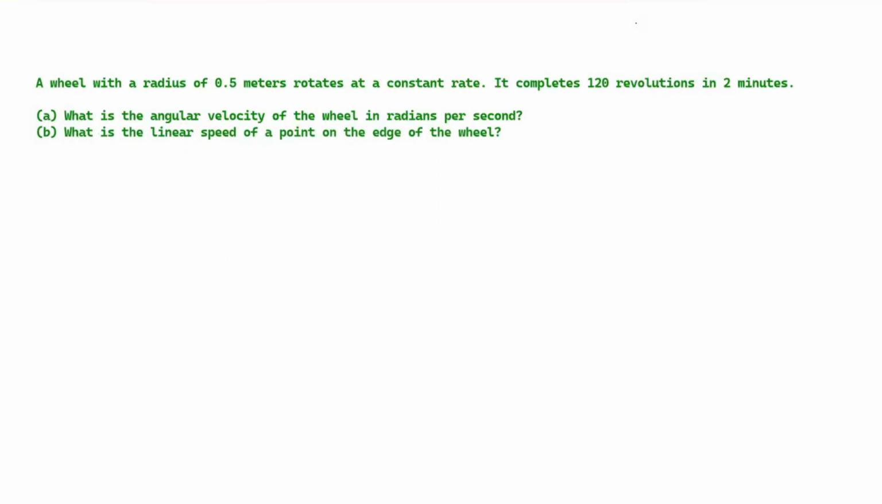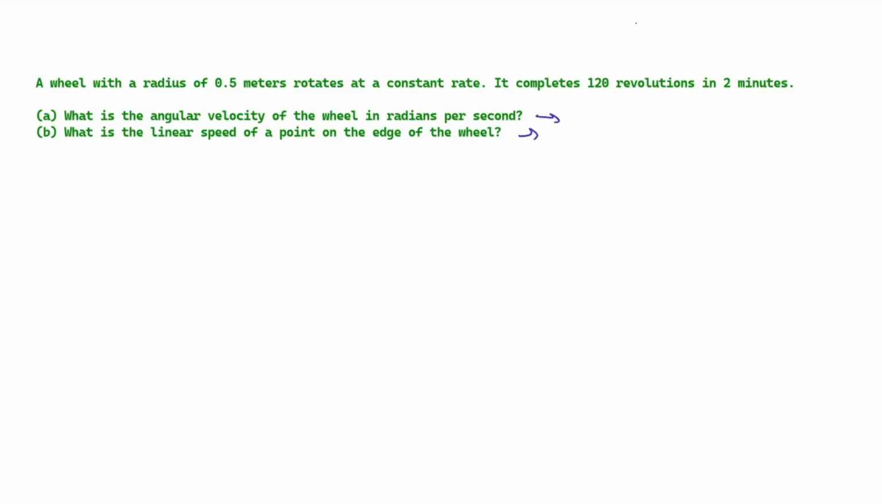So here we have a rotational motion question, and it states a wheel with a radius of 0.5 meters rotates at a constant rate. It completes 120 revolutions in 2 minutes. Part A of the question asks, what is the angular velocity of the wheel in radians per second? And B asks, what is the linear speed of a point on the edge of the wheel? So these two questions ask two different things.